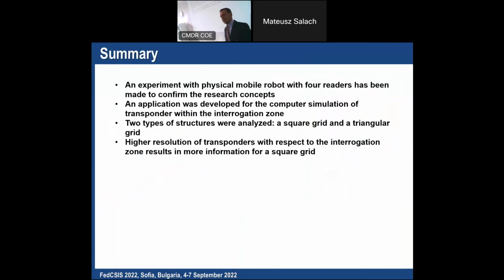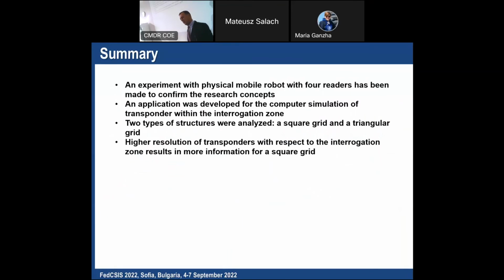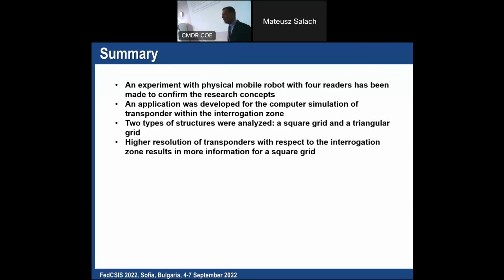And as a summary, I would like to say that an experiment has been made with the robot prototype with 4 devices, 4 reader-writer devices, which gives us an improvement in terms of efficiency. And computer simulation has been carried out to determine which type of the grid is better. And as I said, the higher resolution of transponders gives us more information when we think about the map. Okay, thank you very much.